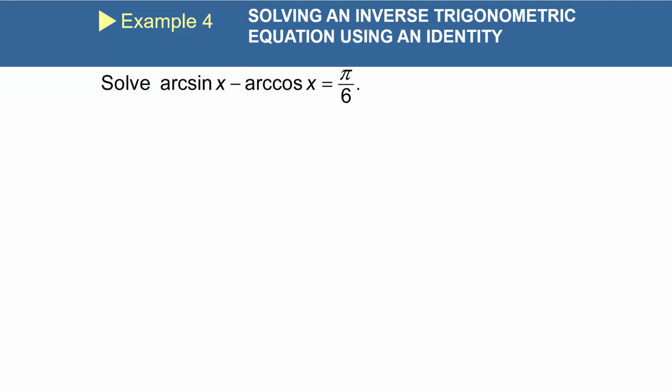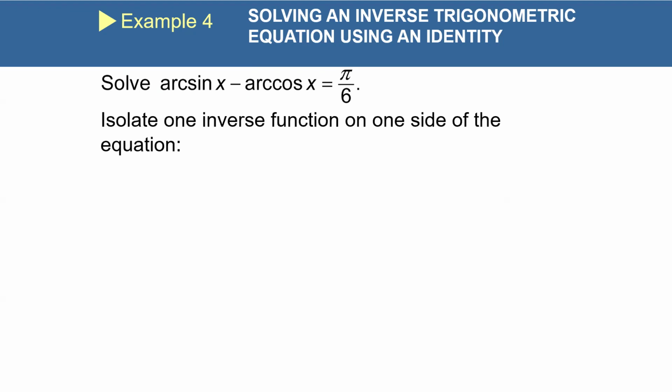Now, this guy's completely different because both of your inverses have an x. Do we see that? You have arc sine x minus arc cosine x equals pi over 6. So you're essentially having to find one angle that satisfies both situations. The goal here is we're going to isolate one of them, so we're going to get one by itself.